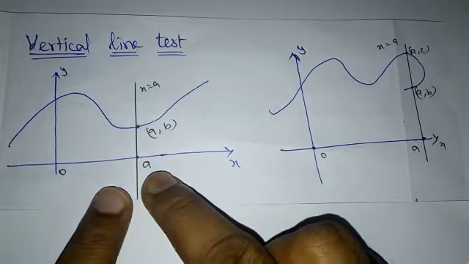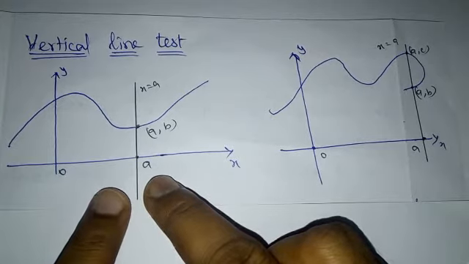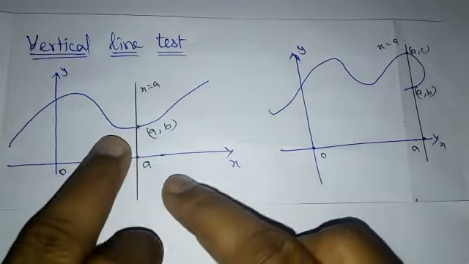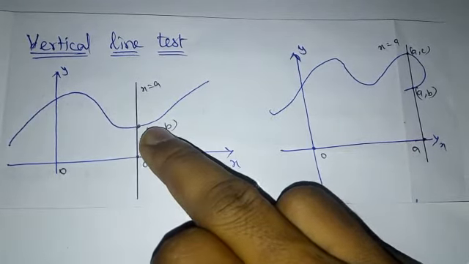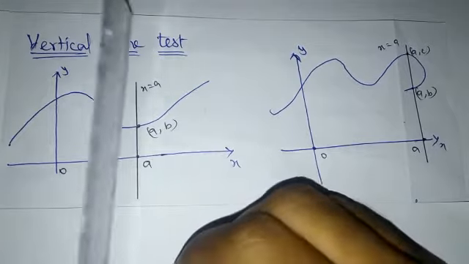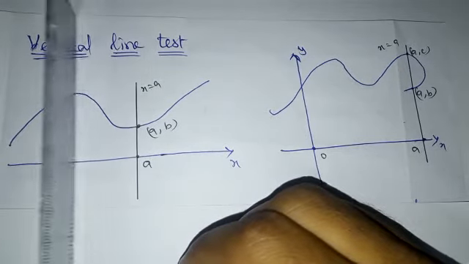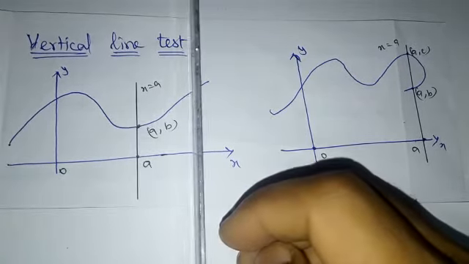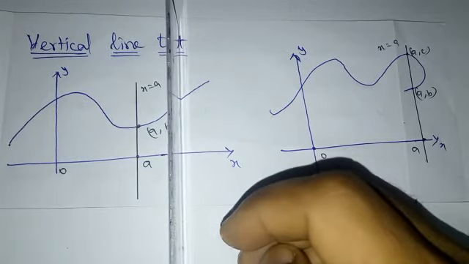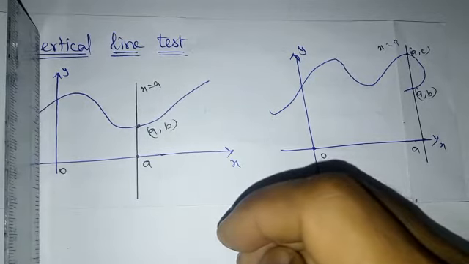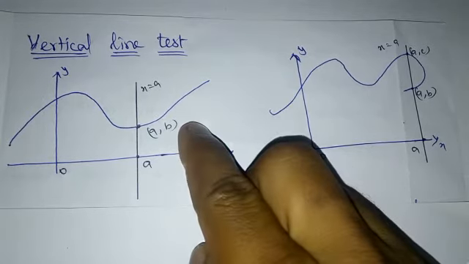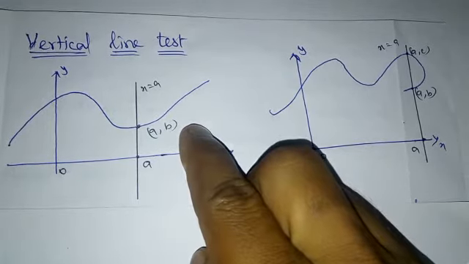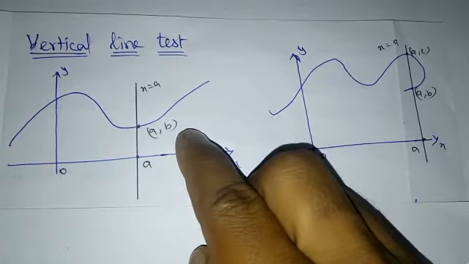The vertical line x equal to a intersects the given curve at one point only. We may move this vertical line anywhere in the xy plane. It must intersect the curve at one point only. Therefore, this curve can be a graph of a function.